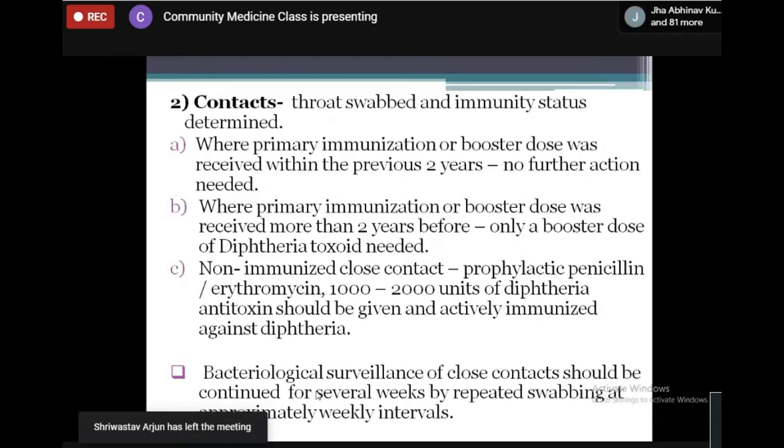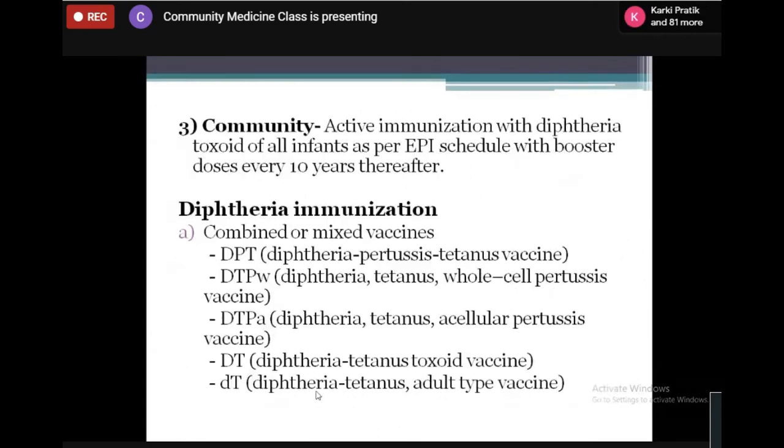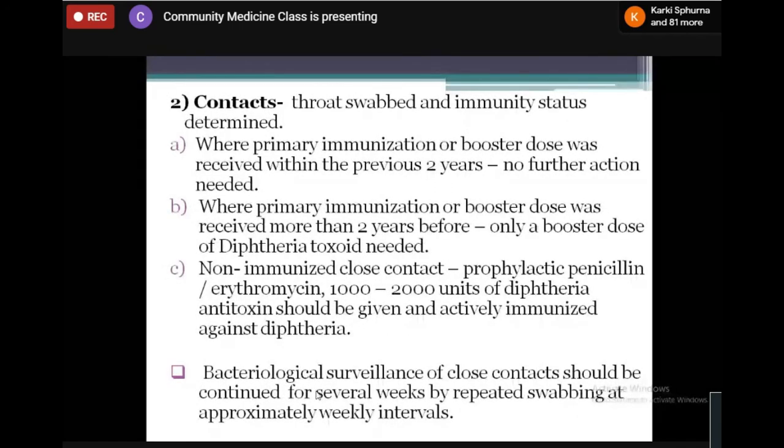Now, bacteriological surveillance of close contacts should be continued for several weeks by repeated swabbing at approximately weekly intervals. So these contacts you have to keep on monitoring. You have to keep on collecting their swabs and sending them for culture at weekly intervals. That should be done. How many times do they have to repeat it? For several weeks, they have said. Okay, for several weeks, 3 to 4 weeks.